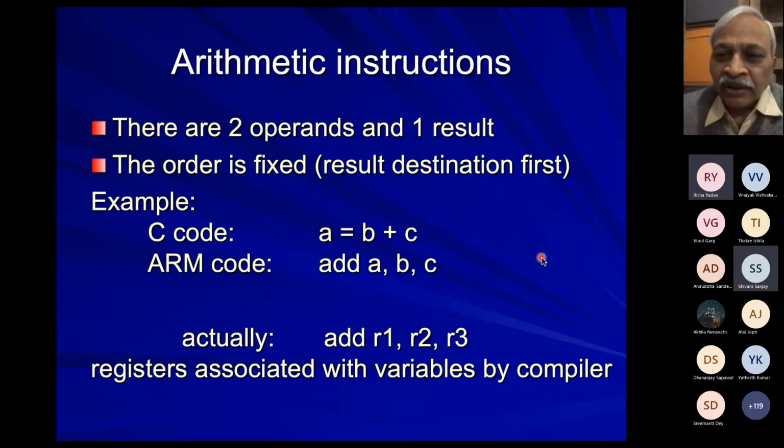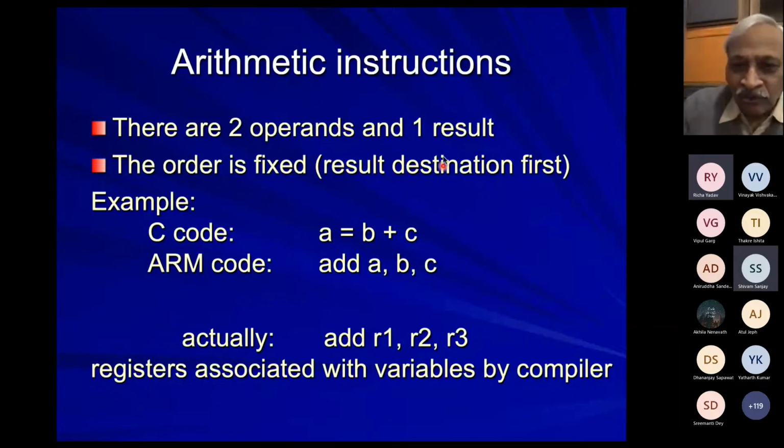Actually, you won't write add A, B, C. You would write something like add R1, R2, R3. The operands and destination of the result are registers. So this is what you will say. Registers are referred to as R1, R2, R3, and so on. So I'm talking of just three registers.